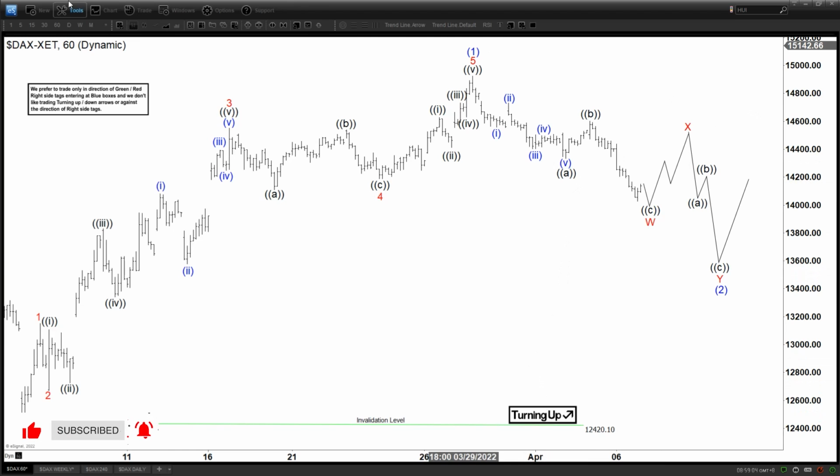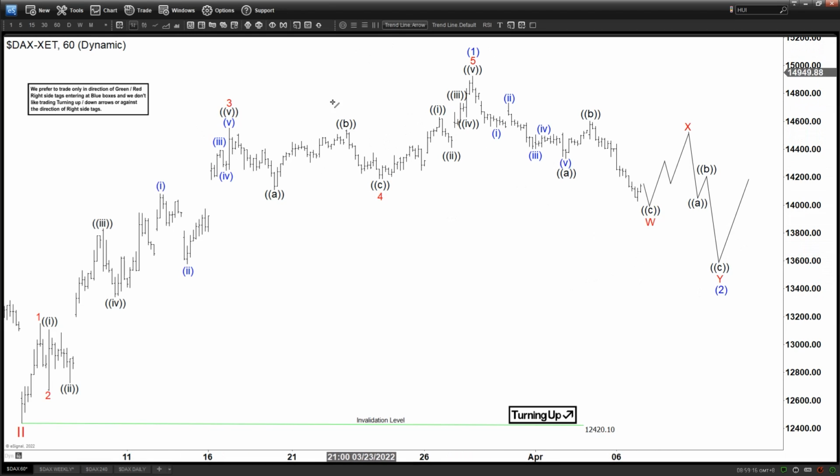Today we are looking at the chart of the DAX, a 60 minutes chart right here. This is a Germany stock index, and we can see a couple of things here. We ended with 2, right?